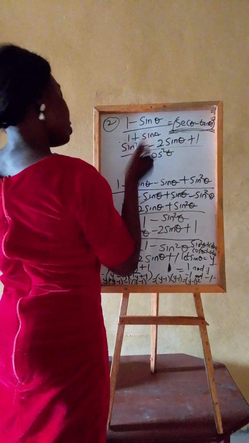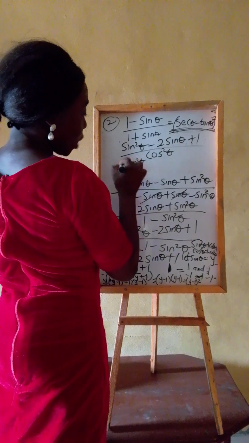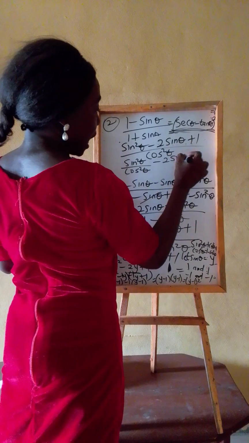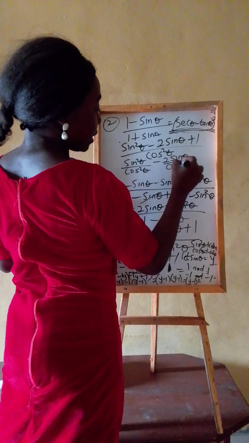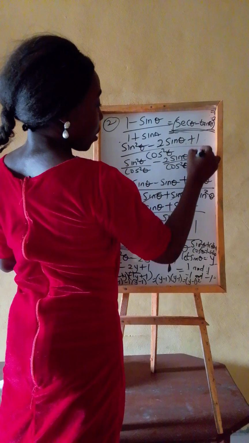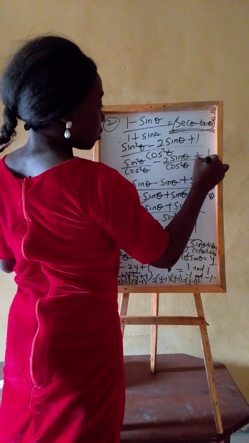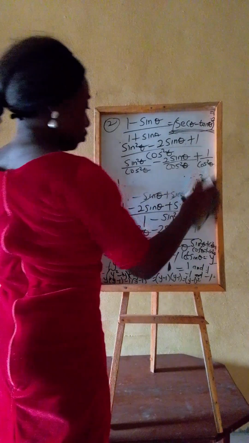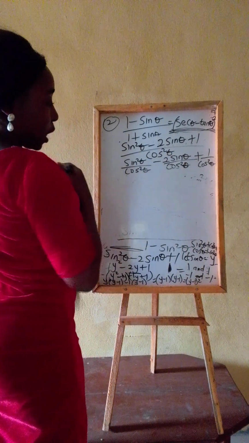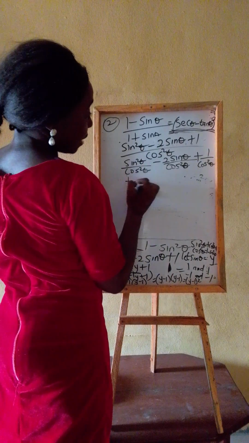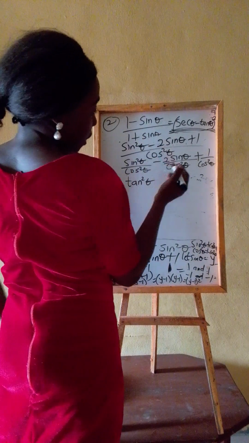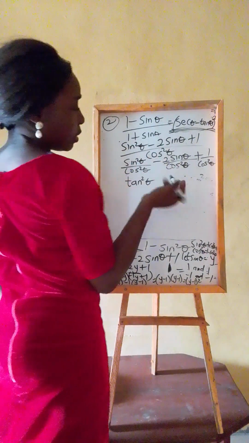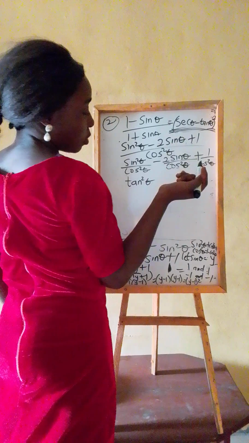So you separate. We have sine squared theta over cos squared theta, minus 2 sine theta over cos squared theta, plus 1 over cos squared theta. So this is going to give us tan squared theta. Remember, sine over cos is tan.